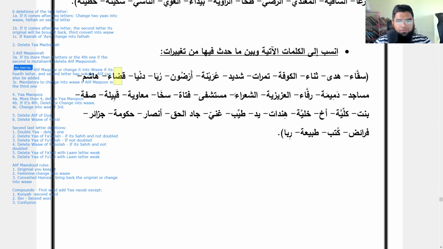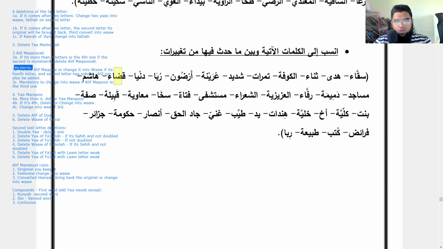Shu'ara. This is feminine sign. So feminine sign for Alif Mamduda. What's the rule? Convert into what? Shu'arawi. Mustashfa, well, deleted, Mustashfi. Fathah. Just delete it because 1, 2, 3, 4th. Oh, it's 4th. Taa Marbootah. But yeah, delete it. Fatavi.